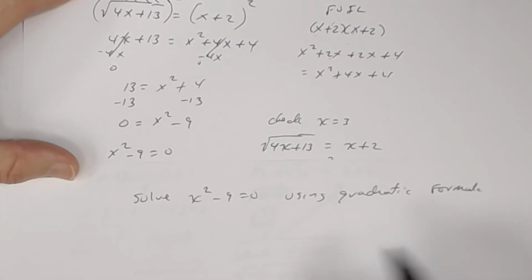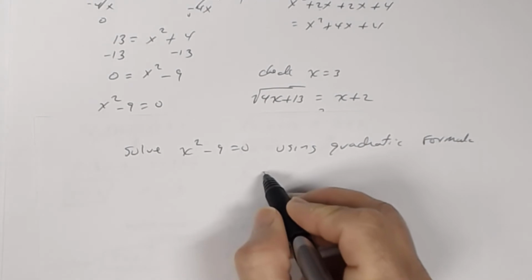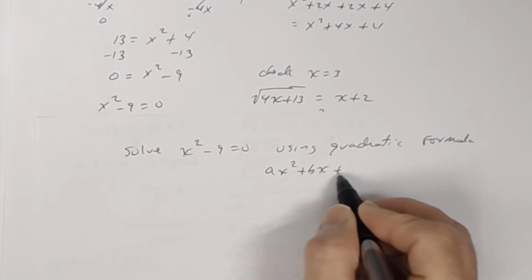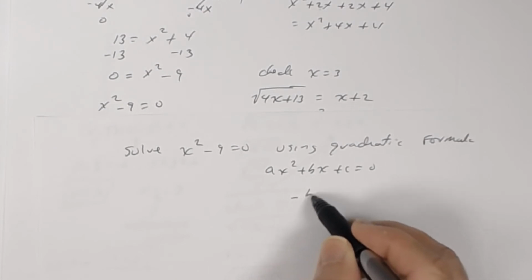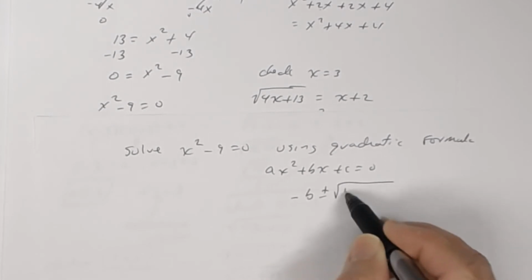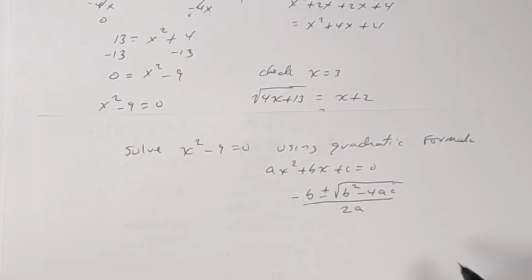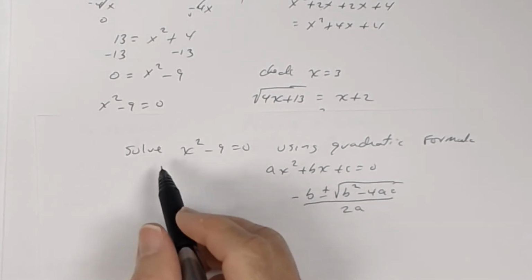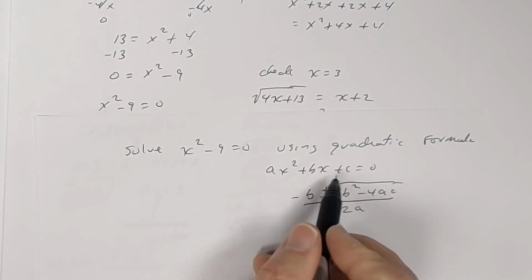So remember, when using the quadratic formula, you have to look at the quadratic equation in this form: ax squared plus bx plus c equals 0. And then the quadratic formula, remember, is the opposite of b plus or minus the square root of b squared minus 4ac, all divided by 2a. And so when using the quadratic formula, one of the things that we indicated would be a good idea is to label a, b, and c.